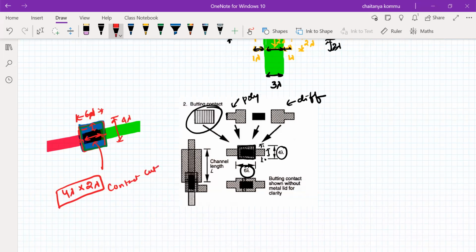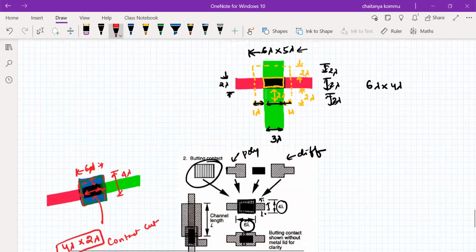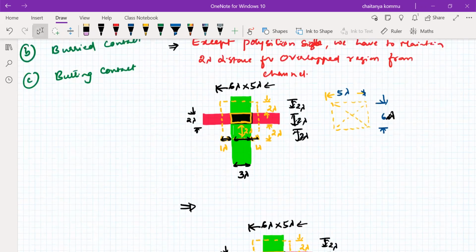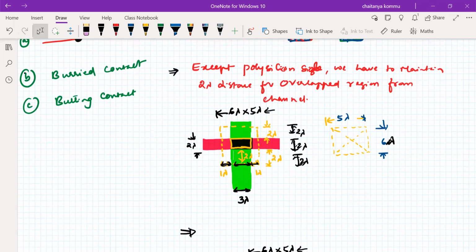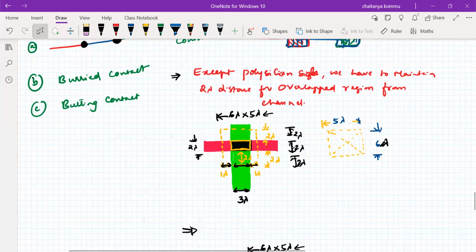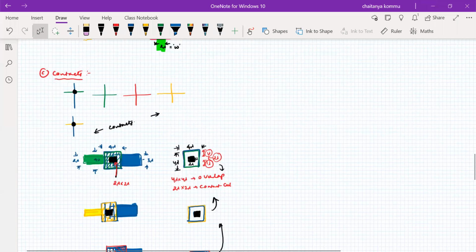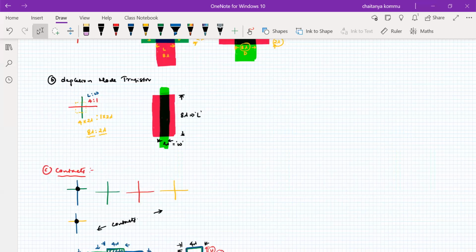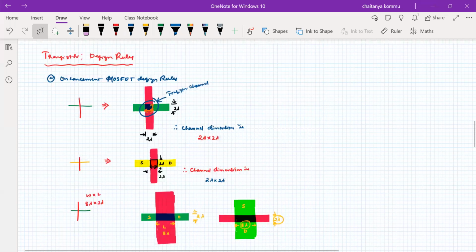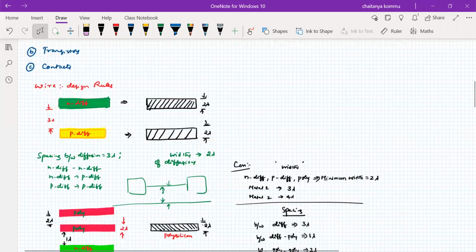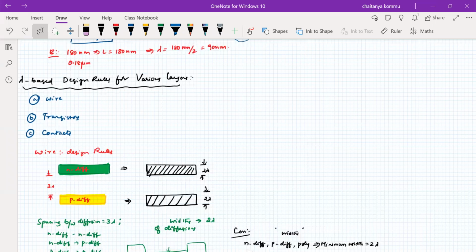That means we have to use extra metal in this particular buried contact. That is the reason why, from the spacing point of view and economical point of view, a butting contact is not at all advisable. For the area point of view and economical point of view, buried contact is more than sufficient. So these are the lambda based design rules that we have to follow in this particular structure. With this, we have come to the end of today's session: design rules for the wires, transistors, and contact cuts.